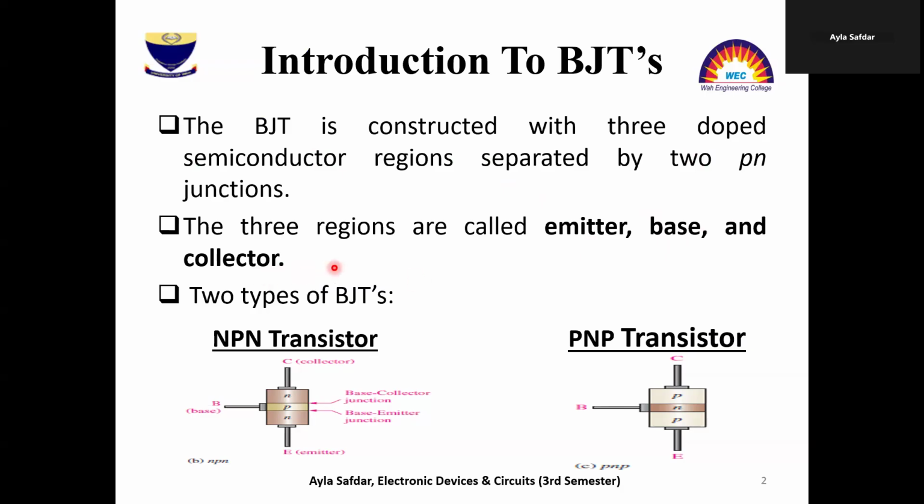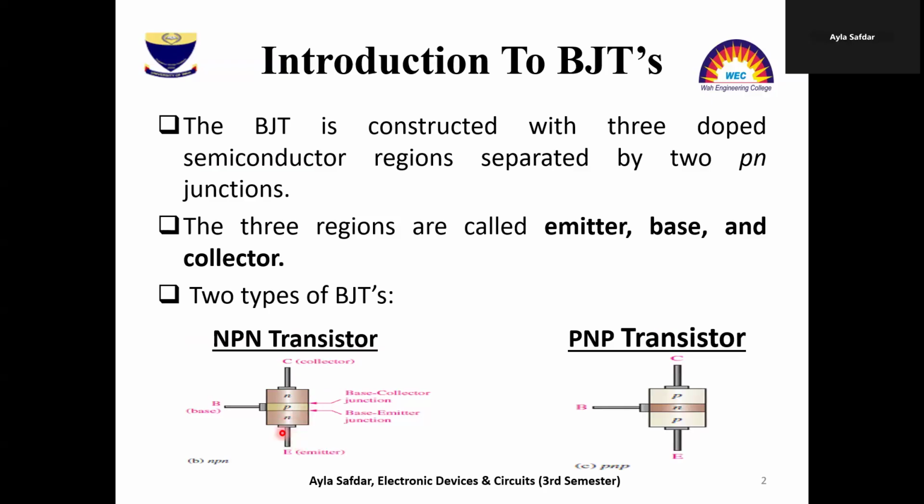As for the types of BJTs based on the doping in the different regions, we have NPN transistors and PNP transistors. In the NPN transistor, you can think that we have a block of silicon. Then we do the N type doping at the top, and then in the middle a very thin region of P doping, and then we have the heavily doped N region.